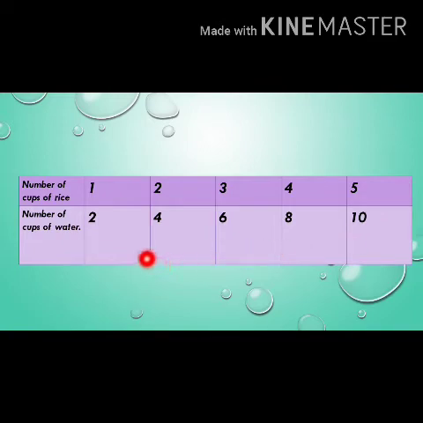So here the number of cups of rice is to number of cups of water, that is 1 is to 2, 2 is to 4, 3 is to 6, 4 is to 8, 5 is to 10. Such comparison is called a ratio. Here the ratio of rice to the water in terms of the number of cups can be written as 1 is to 2, 2 is to 4, 3 is to 6, 4 is to 8 and 5 is to 10.